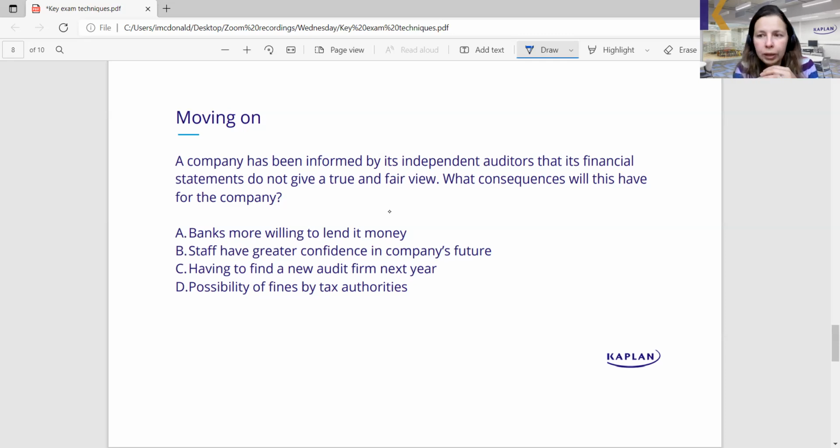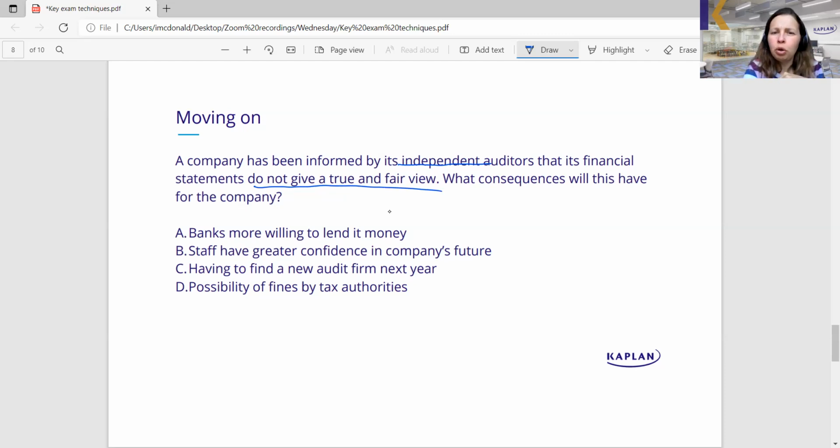So always make the choice, always tick a box, flag a question up, and then come back for review. So let's have a look at this question and understand, okay, what might be the complexity there? So apparently independent auditors told the company that its financial statements do not give a true and fair view, and you go, true and fair view, heard about it, not quite sure, but I know it's important.